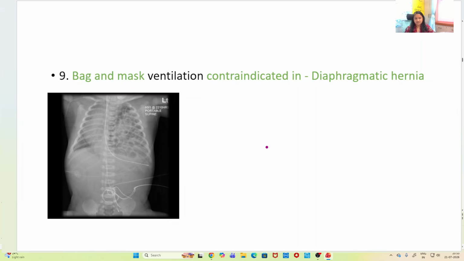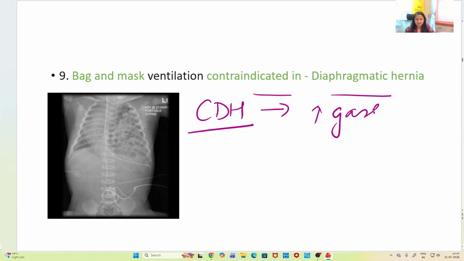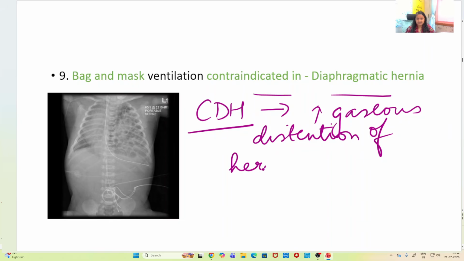Now bag and mask ventilation is contraindicated in diaphragmatic hernia. We all know that diaphragmatic hernia is basically the herniation of intestinal tissue into the thorax because of a defect in the diaphragm. So if you give bag and mask ventilation to a child who has CDH, what is that going to cause? Because of bag and mask ventilation, this is going to cause increased gaseous distension of the intestines in the thorax, of the herniated segment in the thorax.